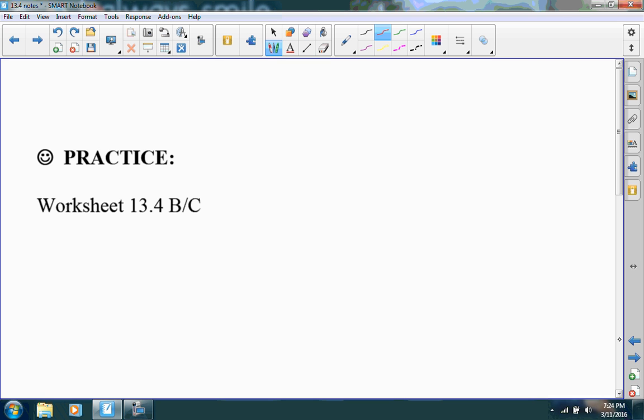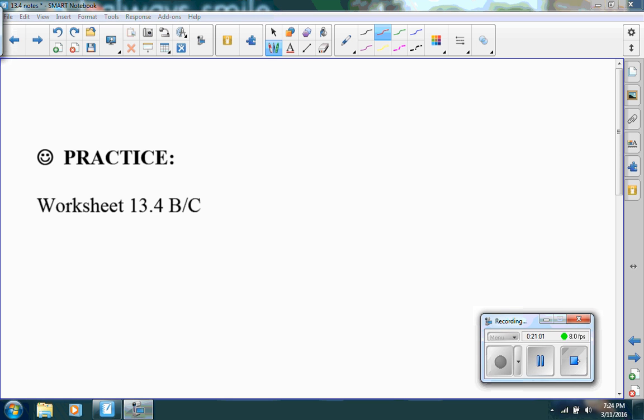so that way you know what formula to use. And again, we can put these formulas on your little sheet that you get to have on your quizzes for this chapter. And again, if you have any questions, come and see me before school.